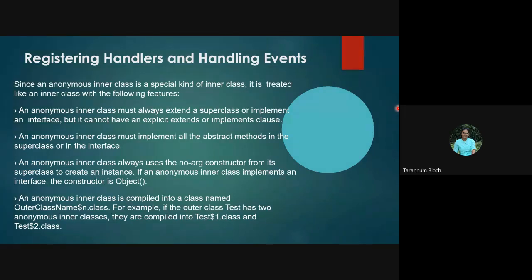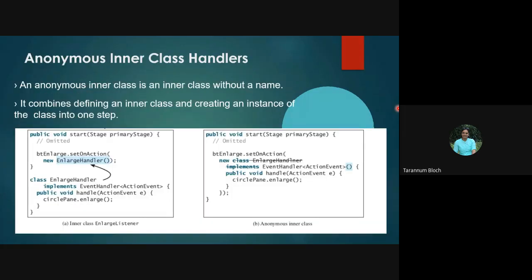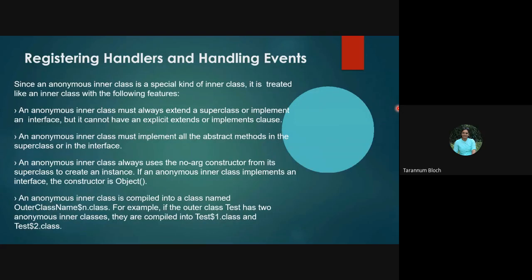So what we are saying now is we're going to go ahead more with the detailing of registering the handlers and handling the events. So when we said we are having the anonymous class, at that time we have to treat that inner class with certain properties, certain features, right?